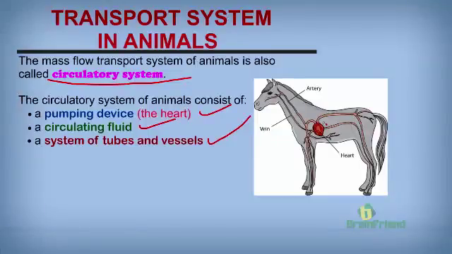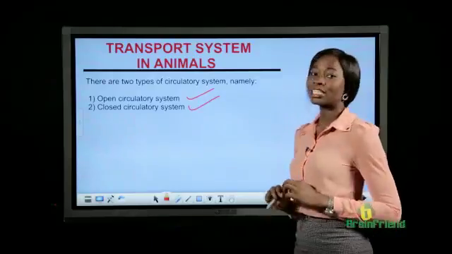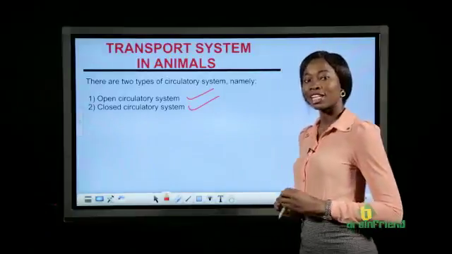You could see the pumping device, the heart. Of course, the heart pumps a fluid through the network of tubes and vessels. There are two types of circulatory systems in animals. The first one is open circulatory system, and the other is closed circulatory system. We are going to look at these types of circulatory systems one after the other.